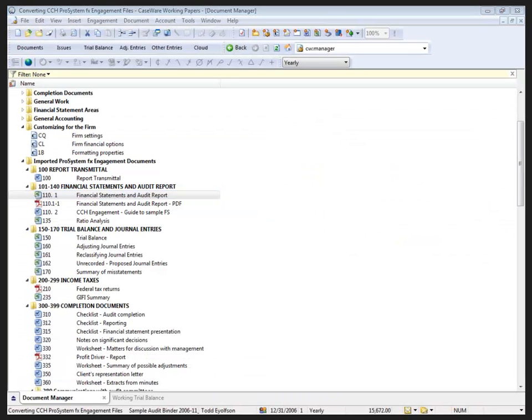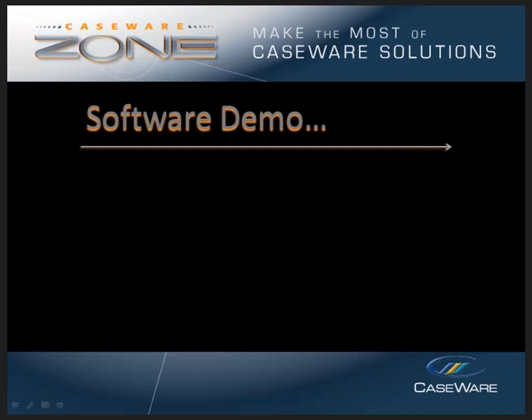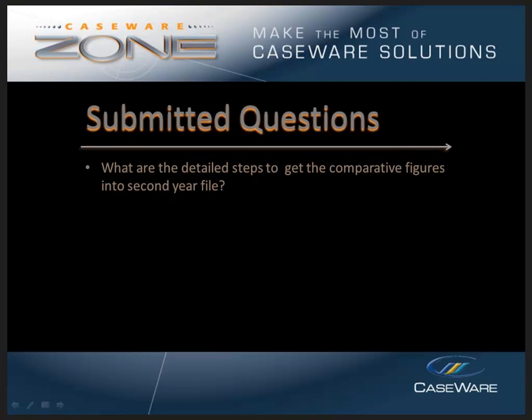At this point, that takes me back to our slides and into the submitted question. I did get a submitted question on the imports today, and the question asks, what are the detailed steps to get comparative figures into the second year file? Well, we've rolled forward the file during a year-end close, and that means that the opening balances of that file are available to import to.